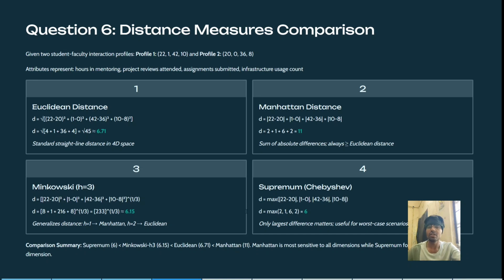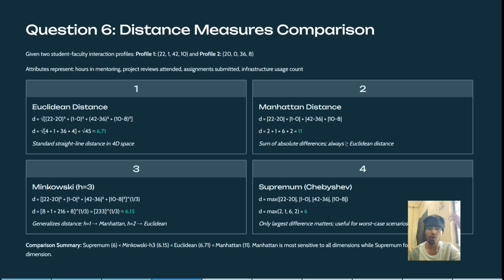So part D, supremum distance, also called Chebyshev distance. This is the simplest conceptually. It's just the maximum absolute difference across all the dimensions. So our differences are 2, 1, 6 and 2. So the maximum is 6. So this metric says I only care about the worst dimension. It is useful in scenarios like chess, where a king can move diagonally, so what matters is the maximum coordinate difference.